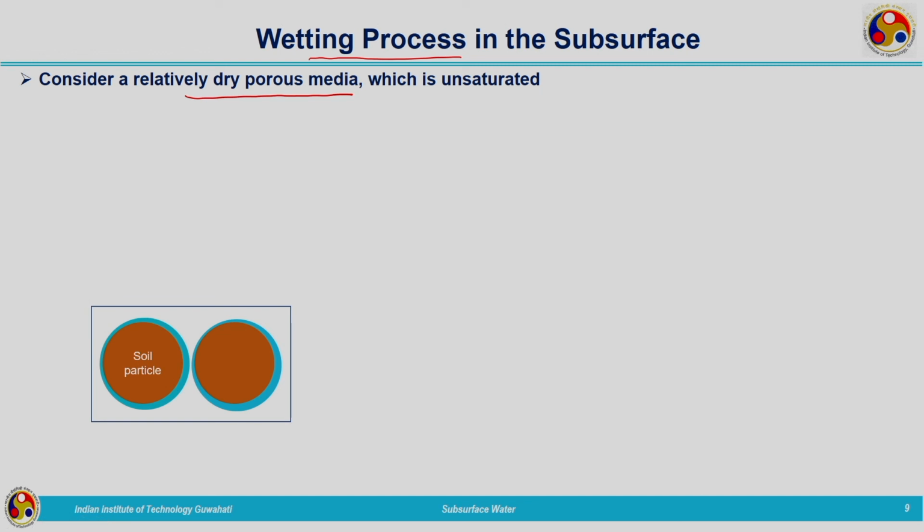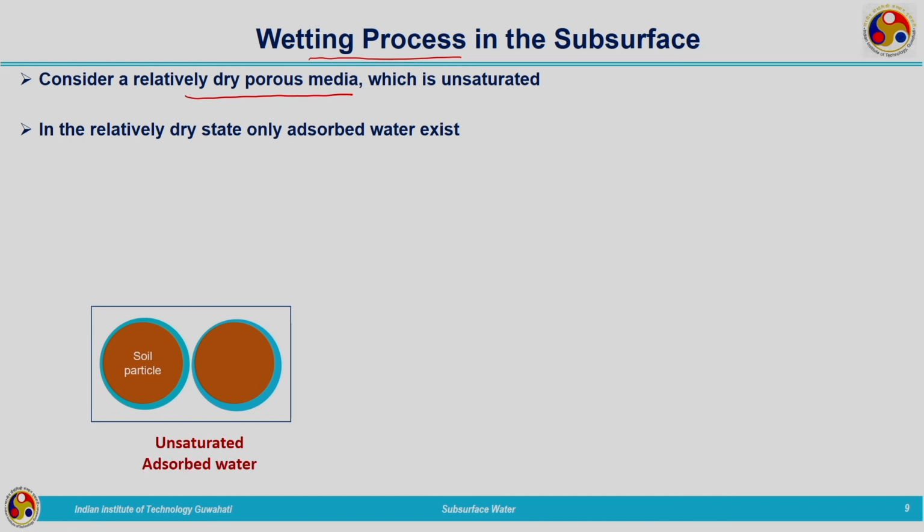For understanding, I have drawn an exaggerated diagram. We have two soil particles, and surrounding them a blue thin film is marked, which represents the water. This is an unsaturated soil in a relatively dry state. In a relatively dry state, only adsorbed water will be present. This blue layer is representing the adsorbed water.